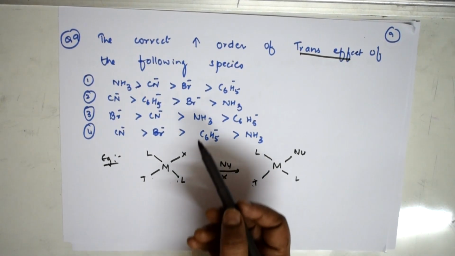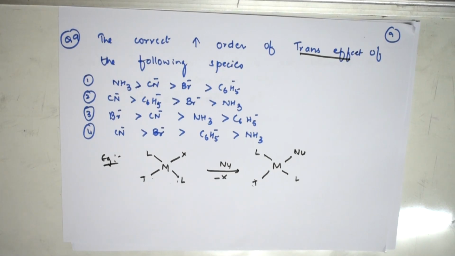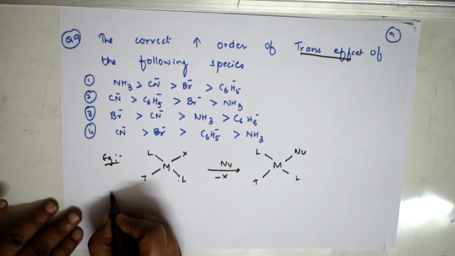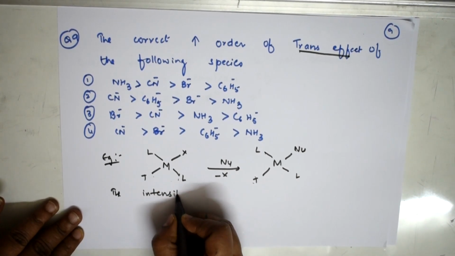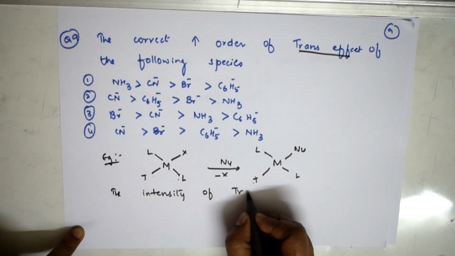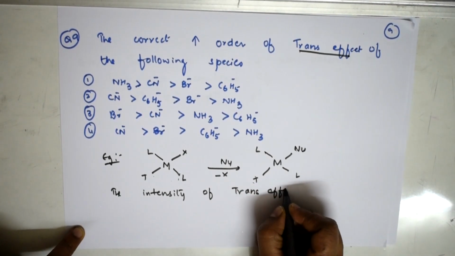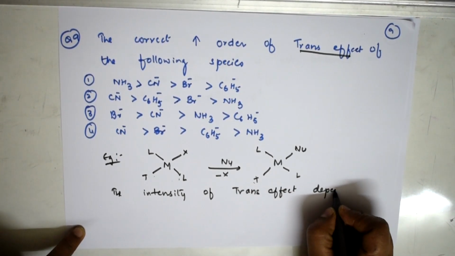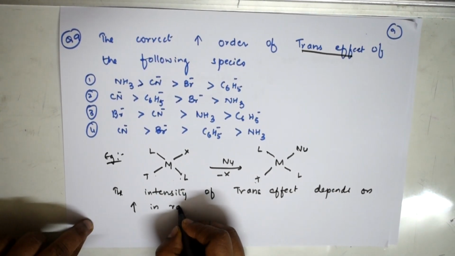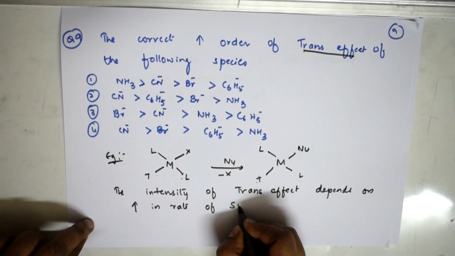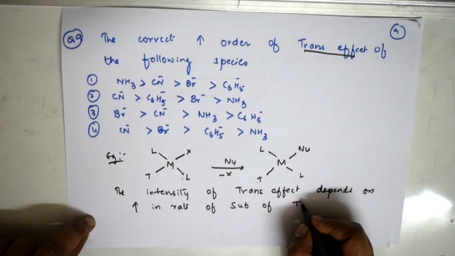Done. Now, how to solve this question? Important thing to remember is always the intensity of trans effect. On what does it depend? It depends upon the increase in rate of substitution of the trans ligand. Once again, let us write the intensity of trans effect. It depends on the increase in rate of substitution of trans ligands.